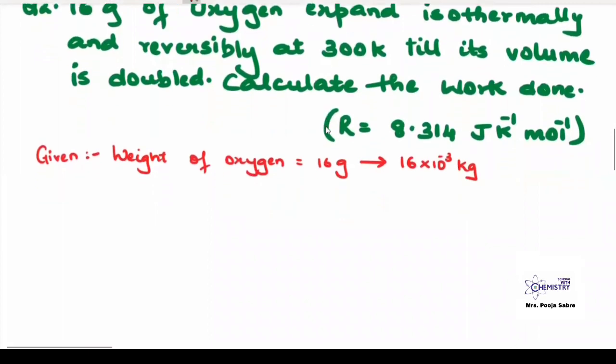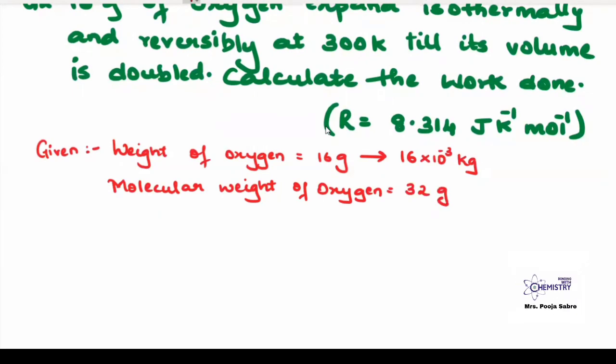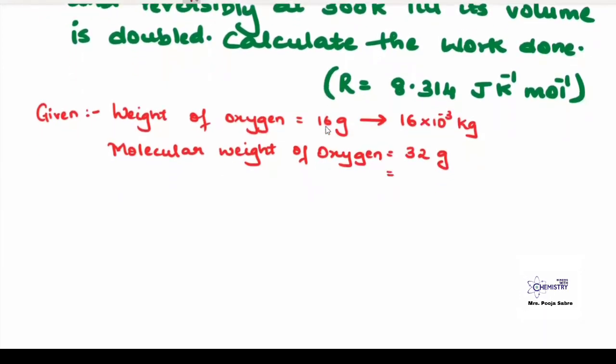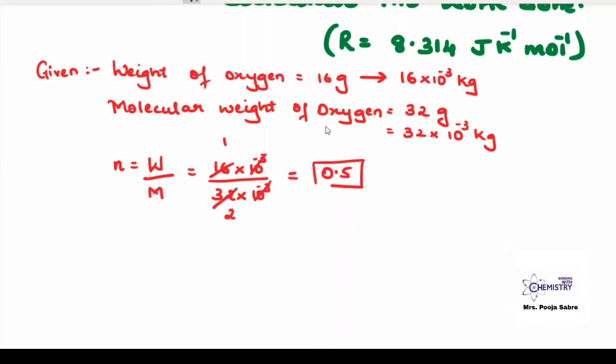Clear? The next thing is we need to write down the molecular weight of oxygen. So molecular weight of oxygen is 32 gram. Next, we can simply convert this 32 grams into kg. So this will be 32 into 10 to the power minus 3 kg. And then n, that is number of moles, you can calculate as mass upon molecular mass. That is nothing but the weight of the oxygen, 16 into 10 to the power minus 3 kg, upon molecular weight, which I can write as 32 into 10 to the power minus 3. Now both of these will get cancelled. 16 ones are 16, twos are 32, and finally we get the number of moles as 0.5 mole.